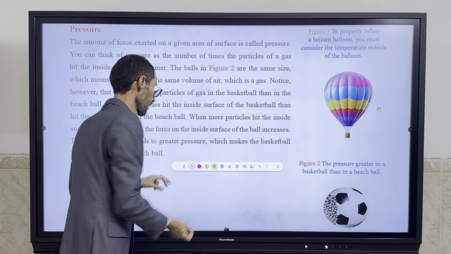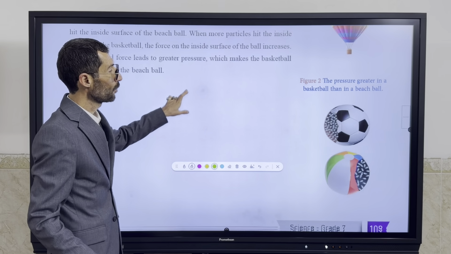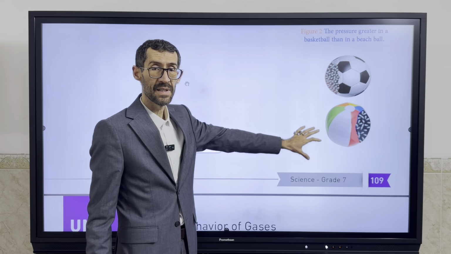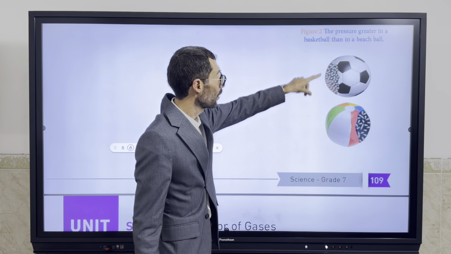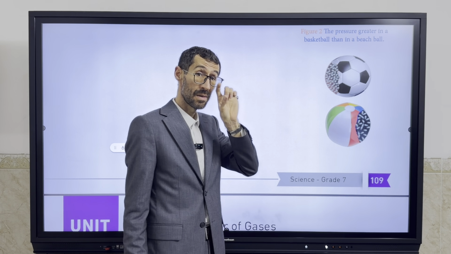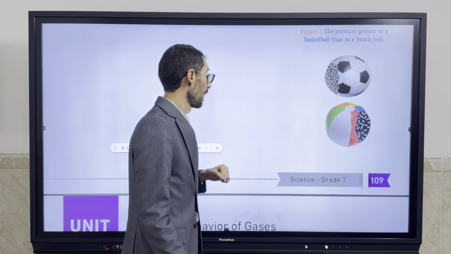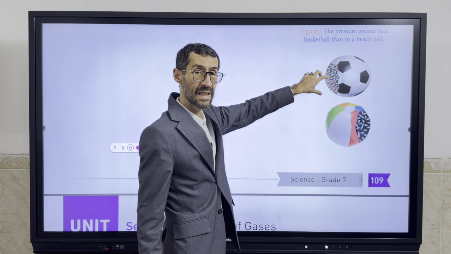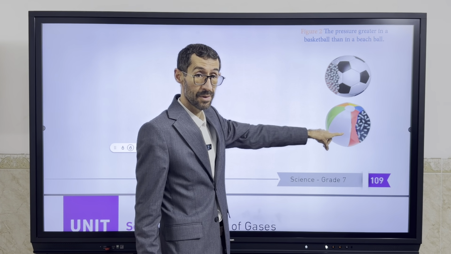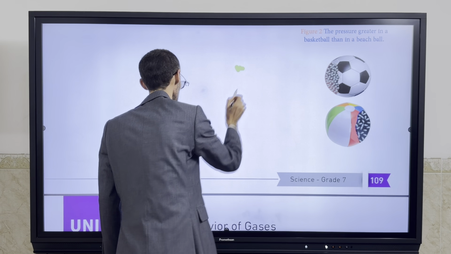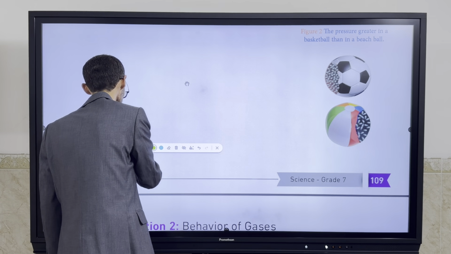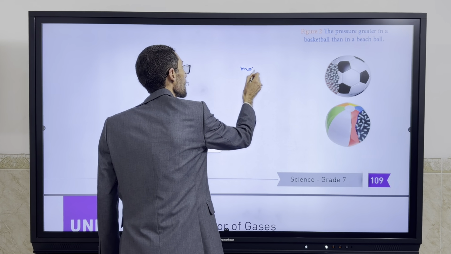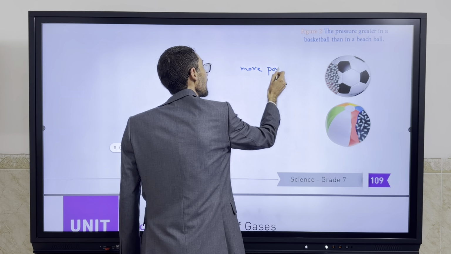So we have two balls, right? We have football versus beach ball. If you take a look at each figure, you see that more particles are present in the football than in a beach ball, right? So here we have more particles. Let me write it: more particles of air.